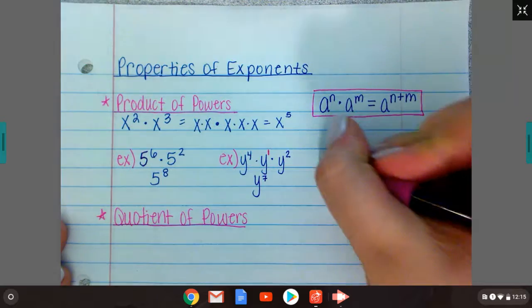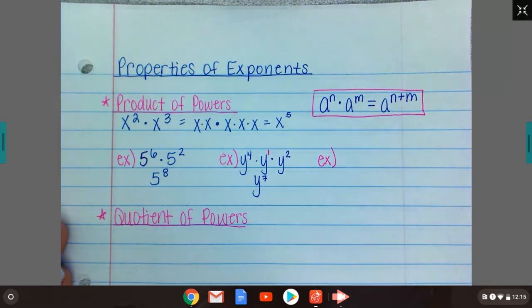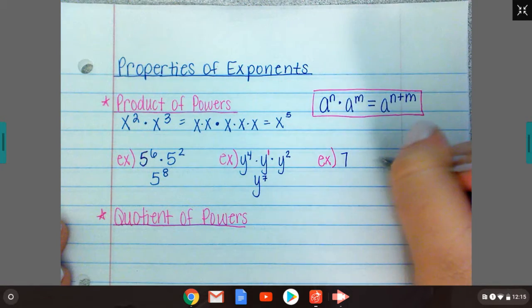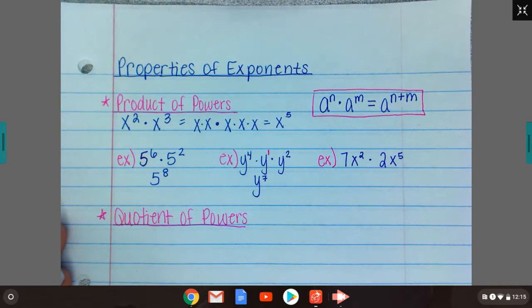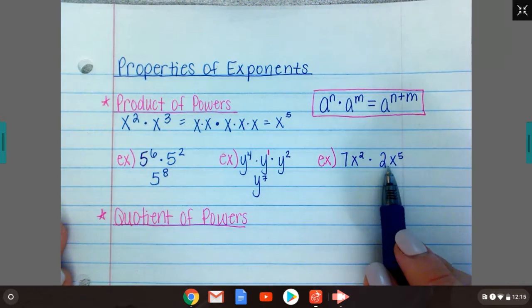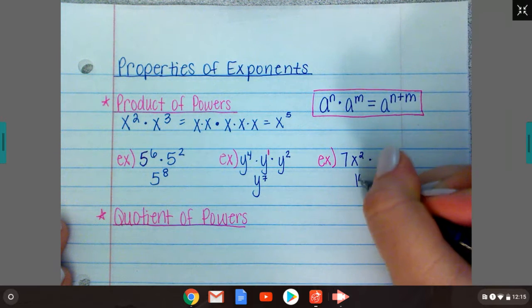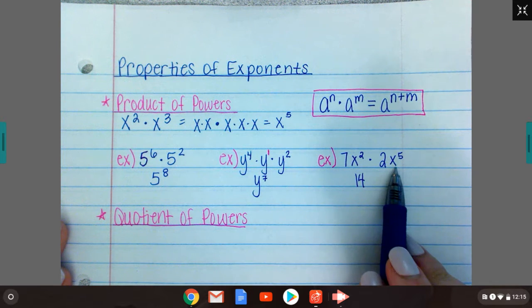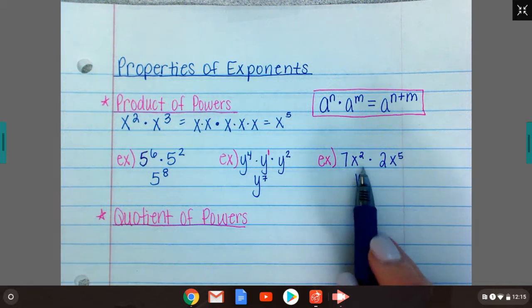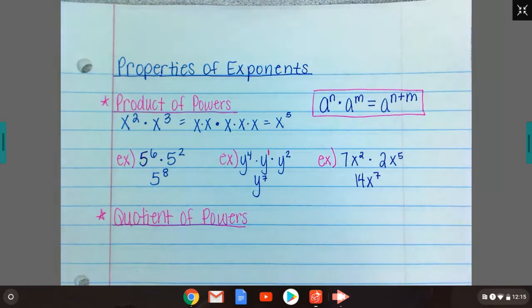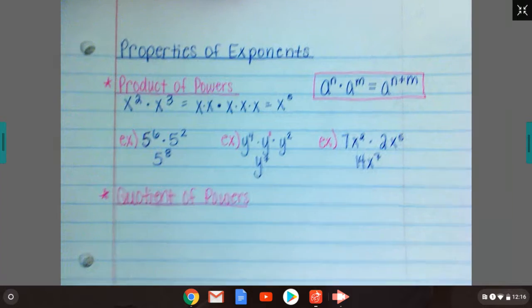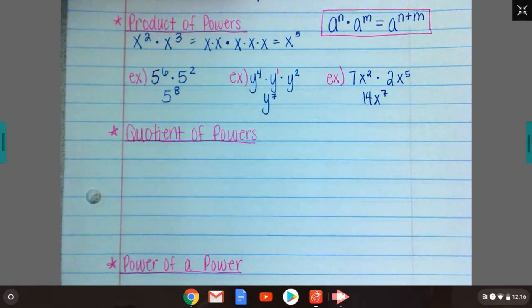Let's do one more. If I had 7x squared times 2x to the 5th, our numbers get multiplied like they normally do. 7 times 2 is 14. And our exponent portions, we can add those. So x to the 2nd, x to the 5th, there's a total of 7 x's there. So 14x to the 7th. That's our first property. Well, let's look at the next one, quotient of powers.